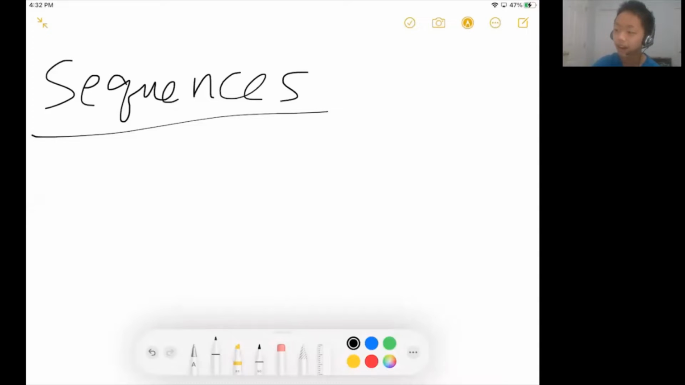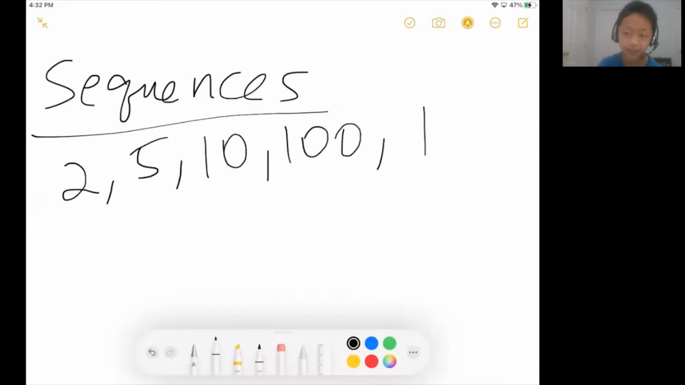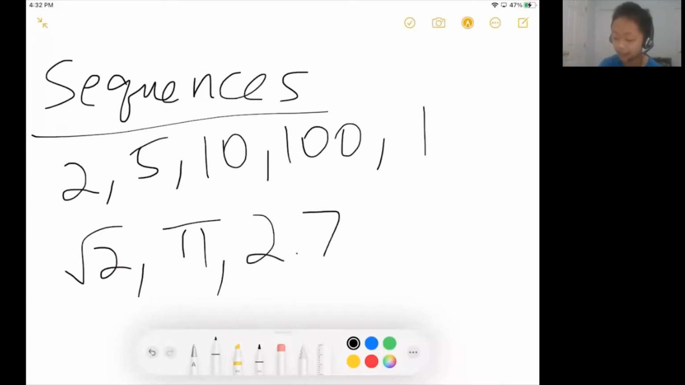So the list 2, 5, 10, 101 is considered a sequence. And for example, square root 2, pi, 2.7 and 5 or something, this is another sequence. So clearly the definition of a sequence is very broad, right? Basically any list of numbers is considered a sequence.